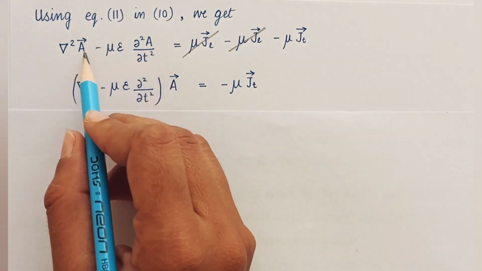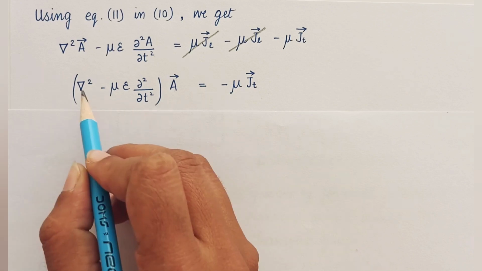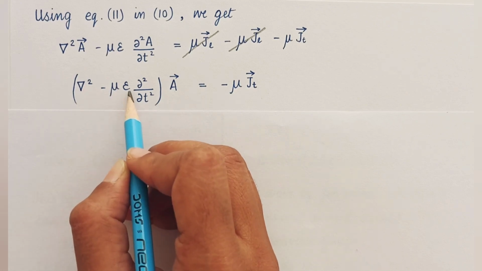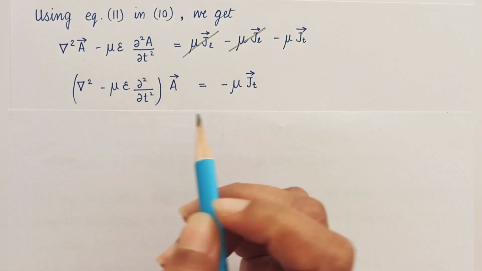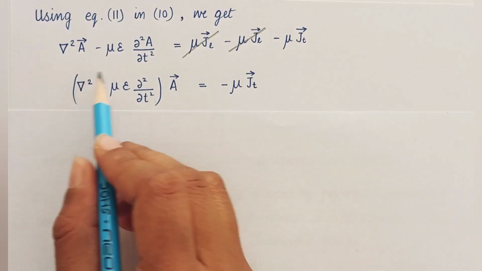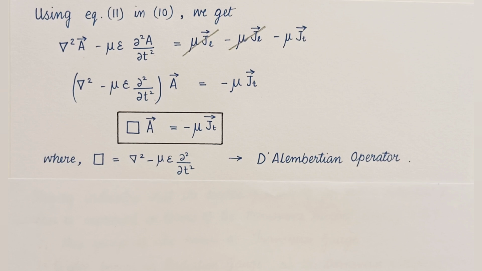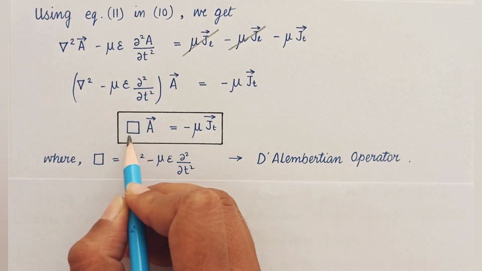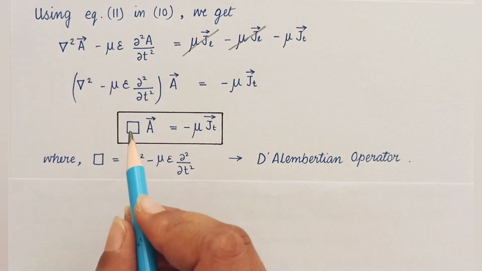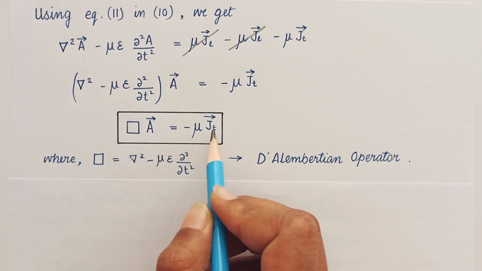And from here we are taking A common outside, and the leftover term in the bracket is del square minus mu epsilon ∂²/∂t². And if you remember from the last video, this has given a particular operator, and that operator is known as the D'Alembert operator, or we can also say the D'Alembertian operator, which is written with the square box. So the final equation that we get is: the D'Alembertian operator A is equal to minus mu Jt.